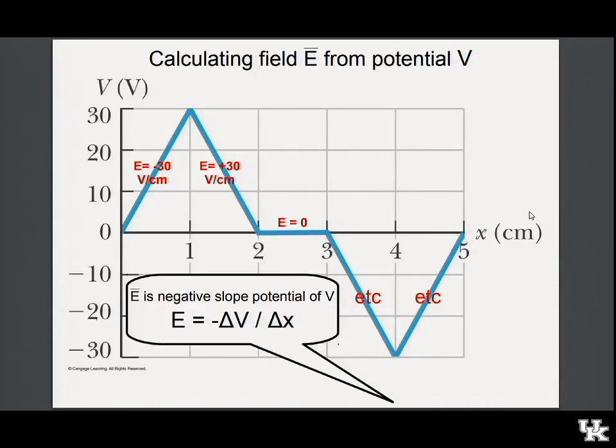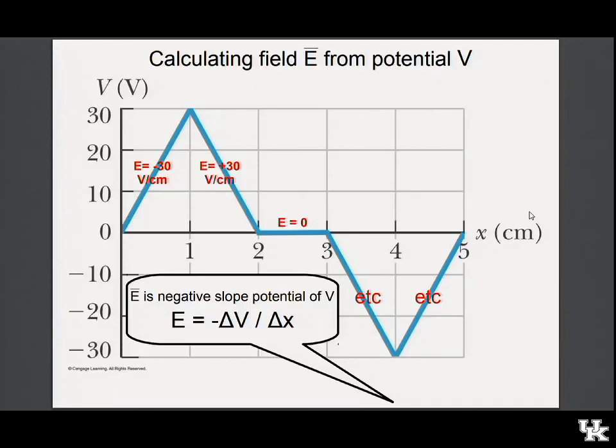But we've got to remember, again, the electrical field is the negative slope of the potential. So the negative slope of the potential is actually plus 30 volts per centimeter. And so this region here has an electrical field that's plus 30 volts per centimeter. These two fields are the same size, same strength, but they're in opposite directions. One's in the positive, one's in the negative x direction.